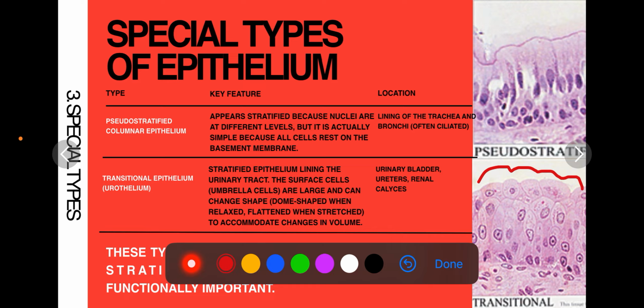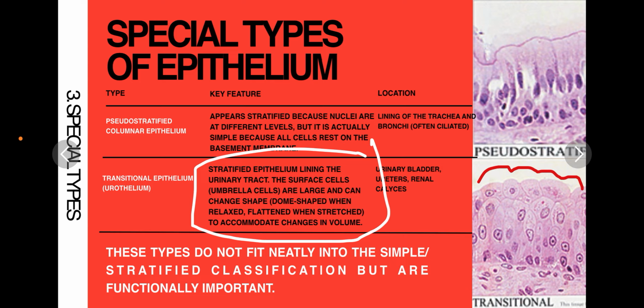Usually it is stretched, right? These cells are stretched, and when it is empty, these cells are relaxed. So they are large cells and they can change shape. So they have a dome shape like an umbrella when they are relaxed. I think that this is taken for something relaxed here, okay? And when they are flattened, they are stretched most probably, okay? And the reason for that is for the accommodation of the change in volume.